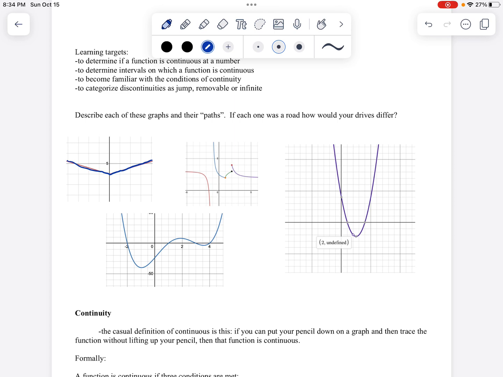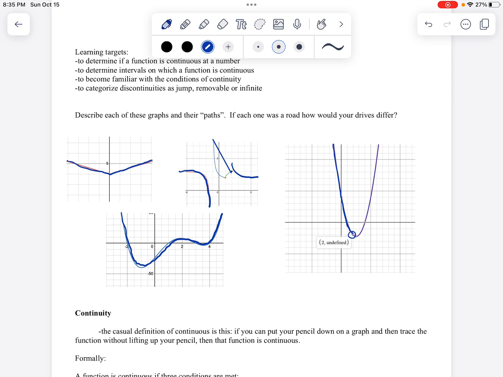The one down below here, it's a curvy road, but you could get from one side to the other with no problem. The other two have issues. If you were on this road, you'd never be able to get to this road. And then this road dead ends, and you wouldn't be able to get to this road. And then on this last one, it looks nice and smooth until you get to this hole. It's like a sinkhole in the road, and you can't get over that hole.